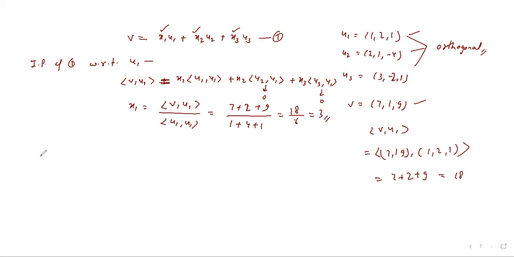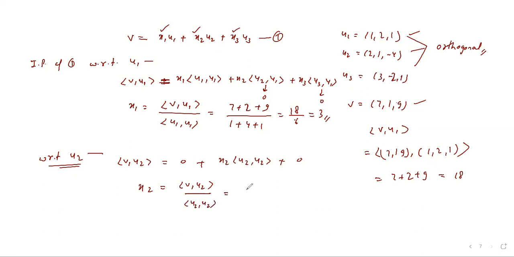Similarly, we will do the inner product of the equation with respect to u2. If we do it with respect to u2, we would get v comma u2 plus, the first will go to 0 because the inner product of u2 with respect to u1 would be 0, plus x2 u2 comma u2, and the third one will also be 0 because the inner product of u3 with u2 is going to be 0. So we got x2 equals v comma u2 upon u2 comma u2. And what would that be? We have to take the inner product of v and u2, so that would be 14 plus 1 minus 36 upon 4 plus 1 plus 16. So that would be 15 minus 36 upon 45, which is going to be, I think, minus 1.